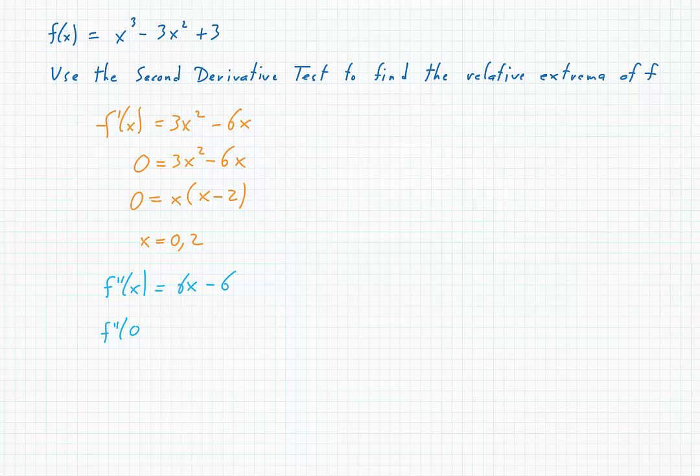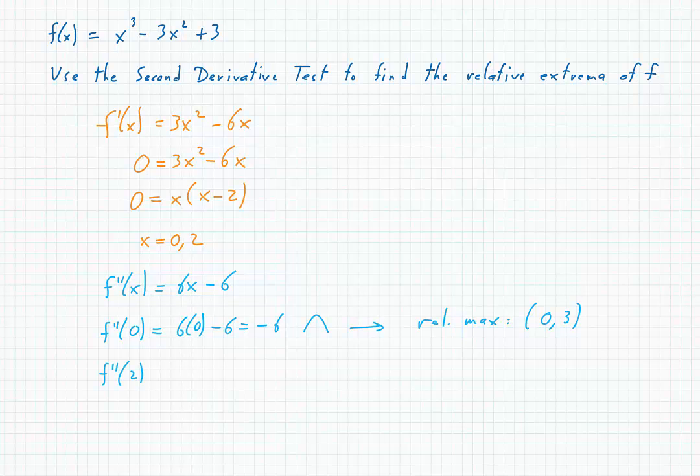So for instance, f double prime of 0 is going to be equal to 6 times 0 minus 6, or negative 6. That says when x is 0, we're concave down. That implies that we have a relative maximum at the point 0, comma, and if we plug 0 into the original function, we'll find that we get 3 for a y value.